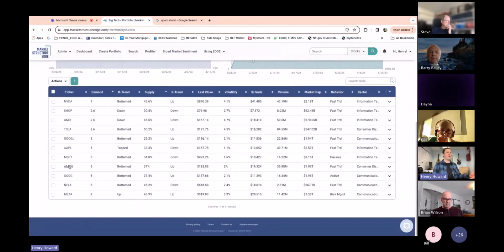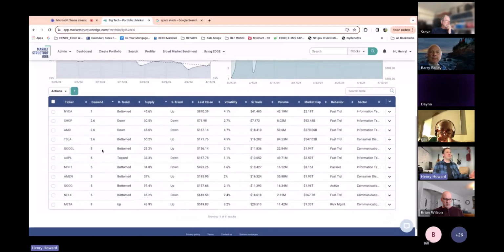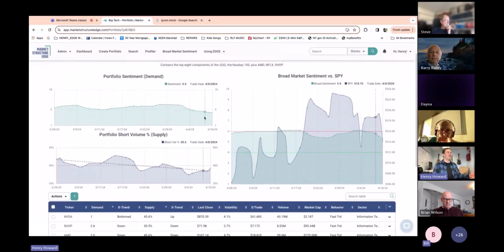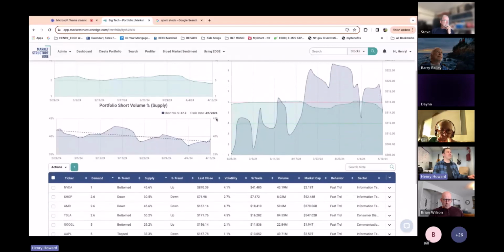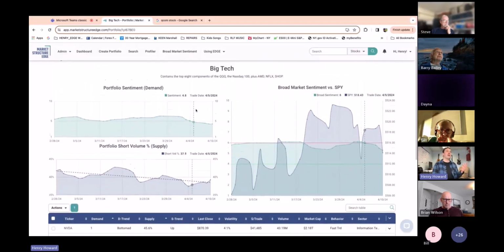The handful of components are all familiar names, obviously. The two things I'm looking at are: are we starting to find a bottom here? And actually, what we might see is that as the prices go up, there may be more covering. So we may see short volumes rise while prices rise because we see that covering. Again, I'm measuring big tech against the broad market.